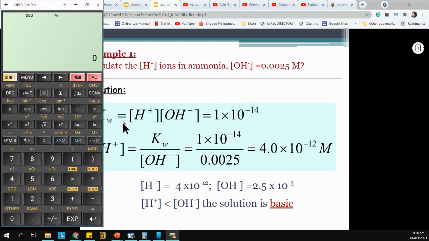So using your calculator, you have 1 times 10 to the negative 14 divided by 0.0025. There. So the answer now is 4 times 10 to the negative 12. So that is the concentration of your hydrogen ion. Okay? So given that the concentration of our hydroxide is high, the solution is therefore considered basic.